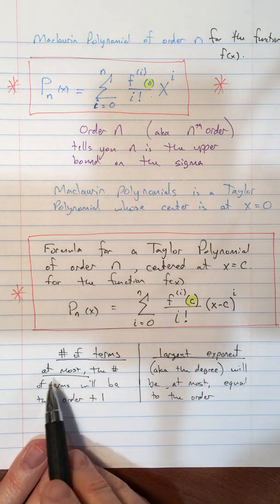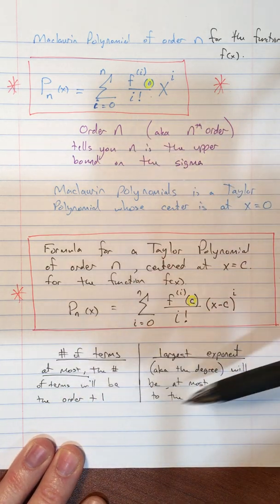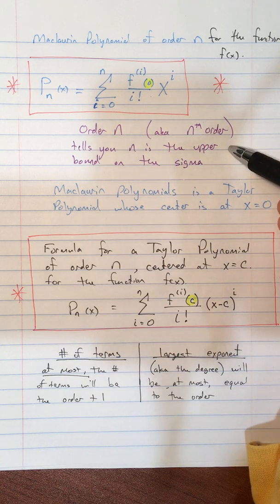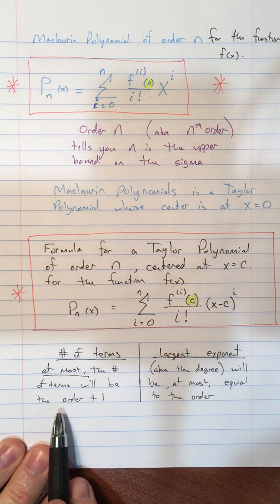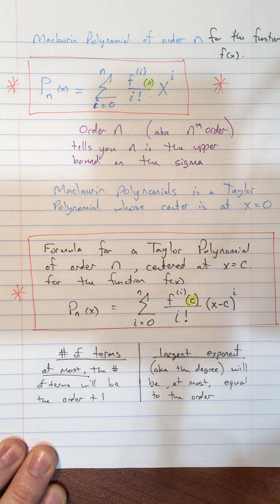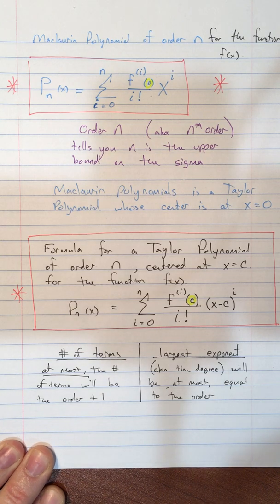Okay, so remember, the degree and the number of terms is not exactly the same as order, but all 3 of them are connected to each other because they create boundaries. The order of the polynomial creates a boundary for how many terms you could possibly have. You'll never have more than the order plus 1. And it also creates a boundary or an upper limit for the degree. You'll never have a degree that's bigger than the order. Okay? You could have a degree that's less, but you'll never have one that's bigger.